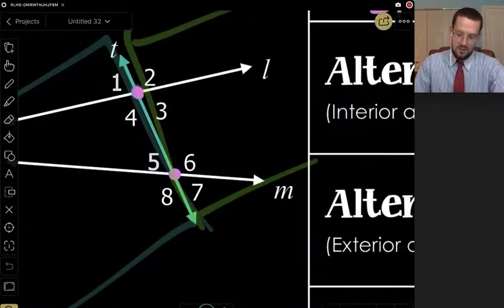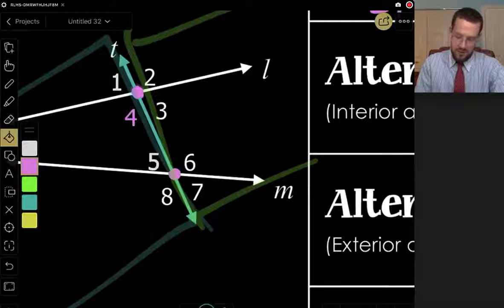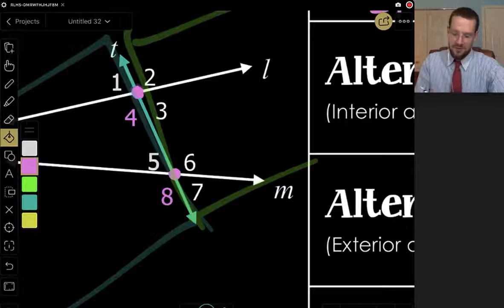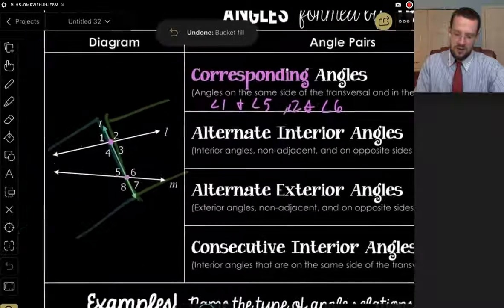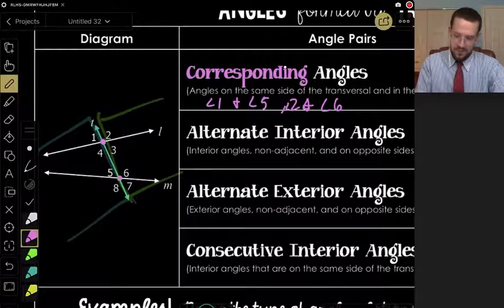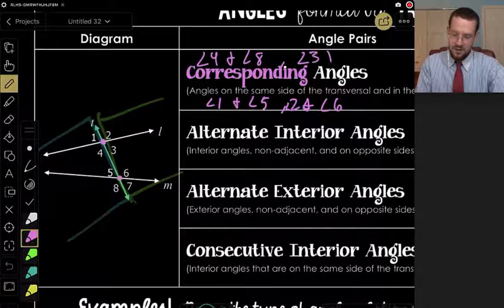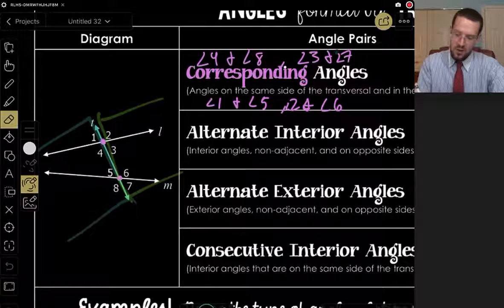We have some more. What about 4 and 8? Same side, same position. This is bottom left. And also, look, bottom right, 7 and 3, same side, same position. So we have 4 pairs. Our other ones are angles 4 and 8, and also angles 3 and 7. So we have all these possible corresponding angles. These are all corresponding angles.